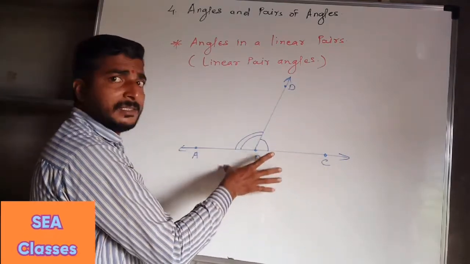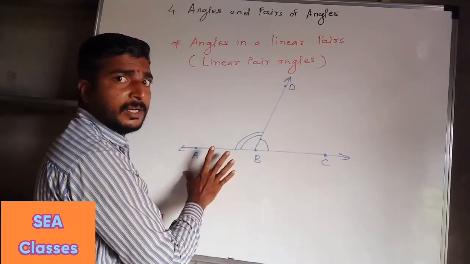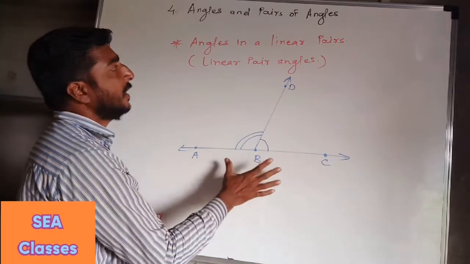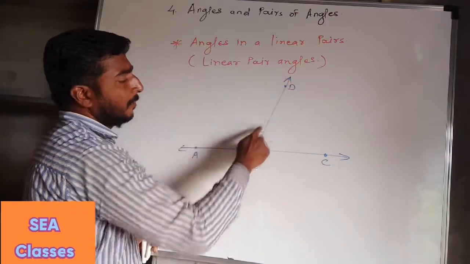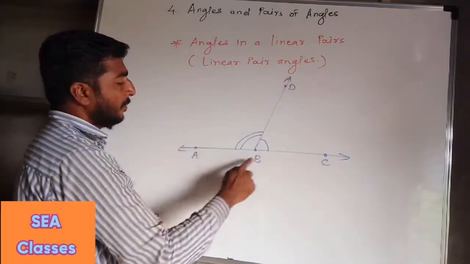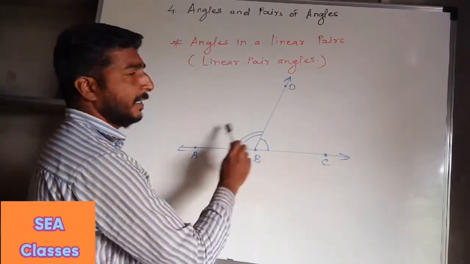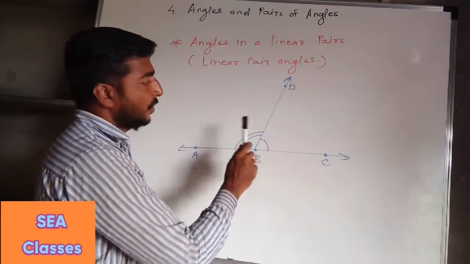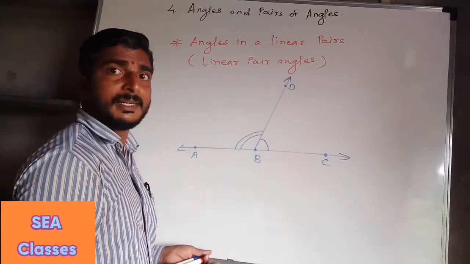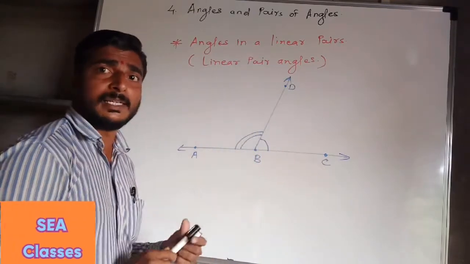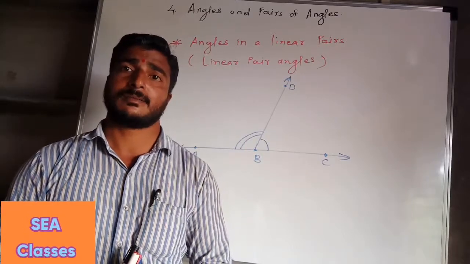So such adjacent angles, which have one common arm and whose other arms form a straight line, are called angles in a linear pair. So here we can say angle DBC and DBA are linear pair angles, and you know the measure of a straight angle is 180 degrees. So the sum of these two angles is also 180 degrees. So we can say these two angles are supplementary angles because the sum of these two angles is 180 degrees. So we can say that linear pair angles are always supplementary angles.